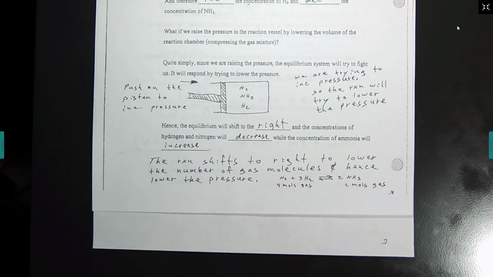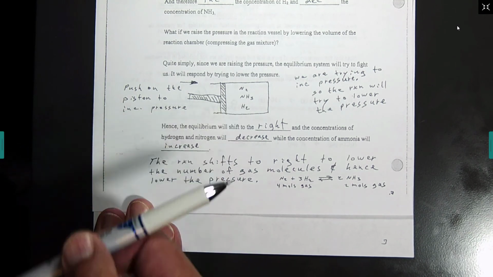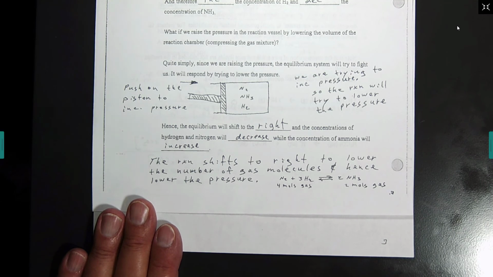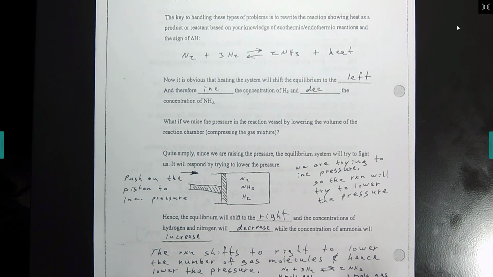So what happens if we raise the pressure? How do we analyze these again? Oh, whatever I do to the system, the reaction is going to try to do the opposite. So if I try to increase the pressure, the reaction is going to try to decrease the pressure. So I'm pushing on this piston, I'm increasing the pressure. You're going, well, how can the reaction change the pressure? Oh, you know what? I'm raising the pressure. It wants to get rid of some of that extra pressure.